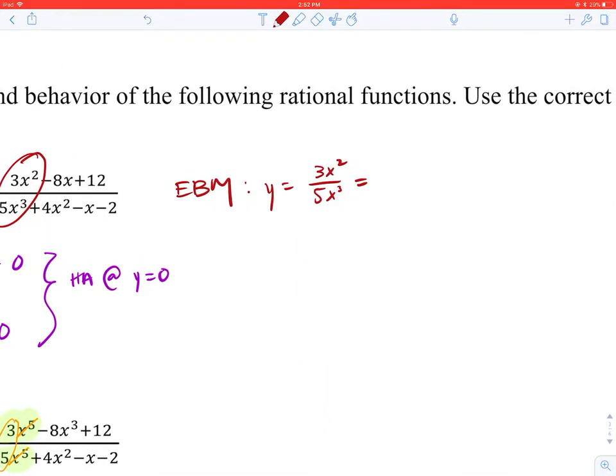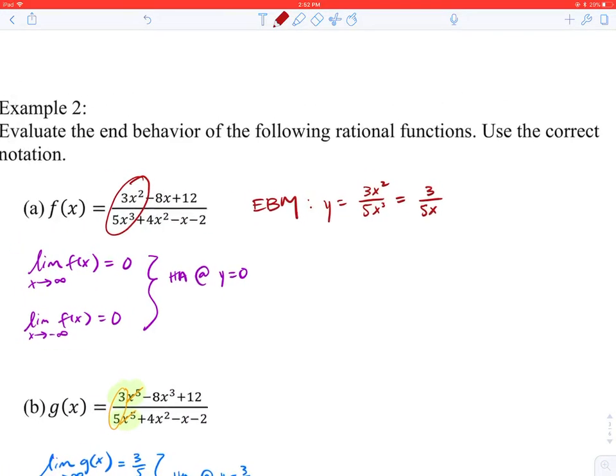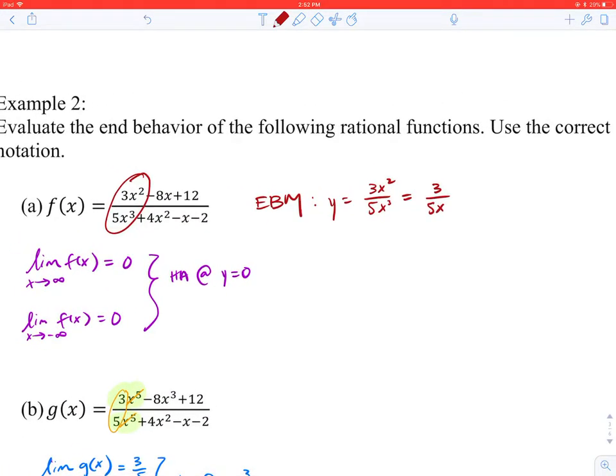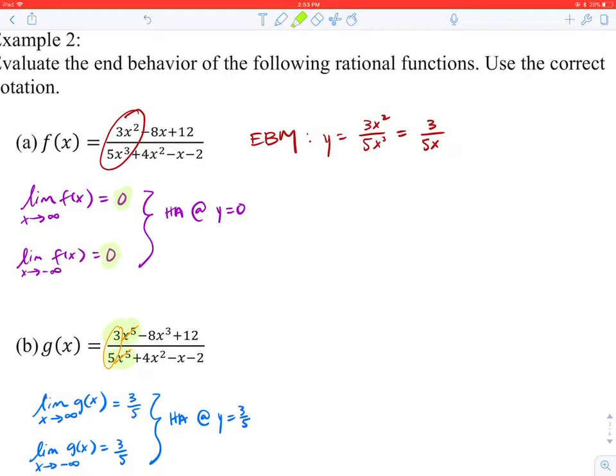So our end behavior model is y equals 3x squared over 5x cubed, and that will simplify to be 3 over 5x. Well, 3 over 5x is just 1 over x, being vertically stretched by 3, horizontally compressed by 5. And you know what the end behavior of that function is. So if you were to take the limit of 3 over 5x as x approaches infinity, you would get 0. And if you take the limit of 3 over 5x as x approaches negative infinity, you would get 0. So the function f of x has the same end behavior as the end behavior model.